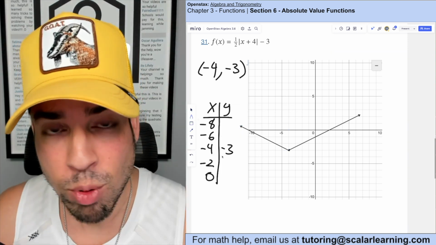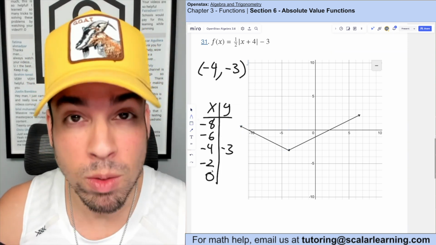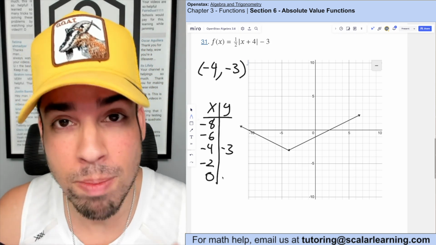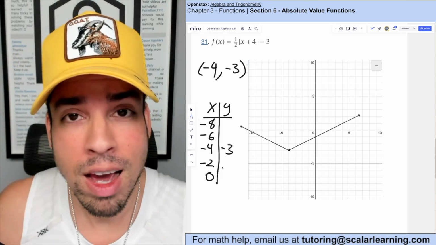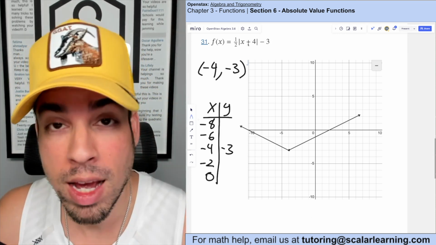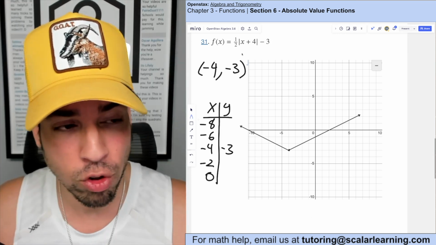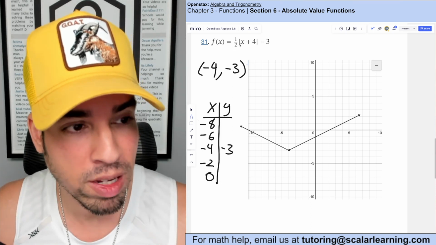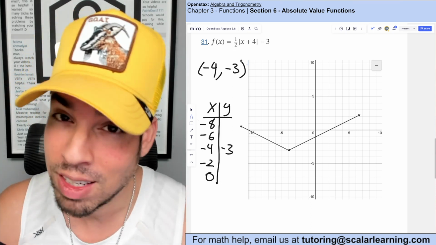Now we're going to use the 5-point method again, but instead of going up by 1 and down by 1, I'm choosing to go up and down by 2. And this is just out of convenience to make it easier because I'm multiplying by 1/2. So if I always have a multiple of 2 that I'm evaluating and multiplying times 1/2, I'm going to get nice whole numbers. It's going to be easier.